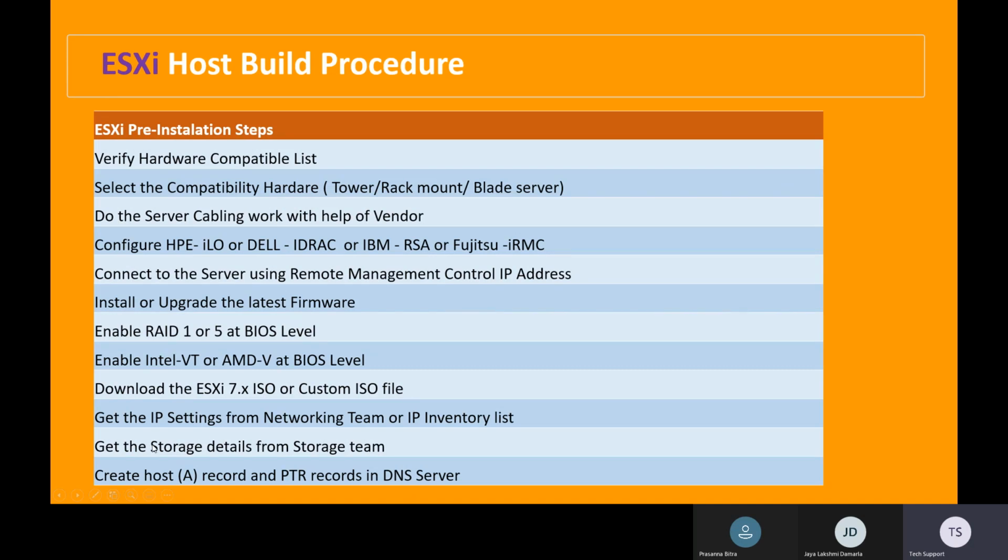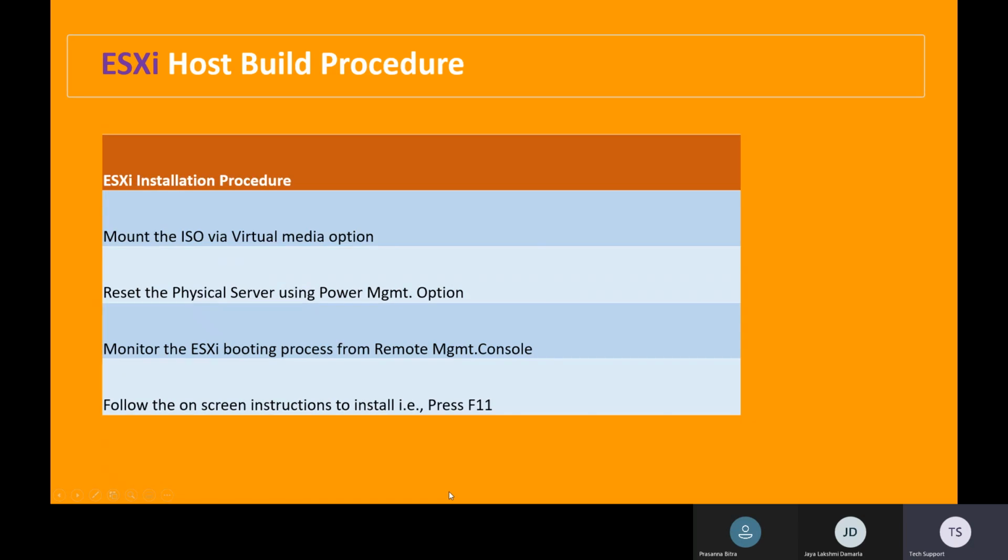The next point: get the IP settings from the networking team or IP inventory list. Normally in some companies, IP address information is maintained by the networking team. Before installing the ESX server, we require an IP address to install the ESX box. We need to ask the network team to provide the IP address details. The complete basic concept of IP addresses I will cover in the ESXi networking class. Just understand why we need the IP address: every system has a host name and an IP address, as we discussed in another class.